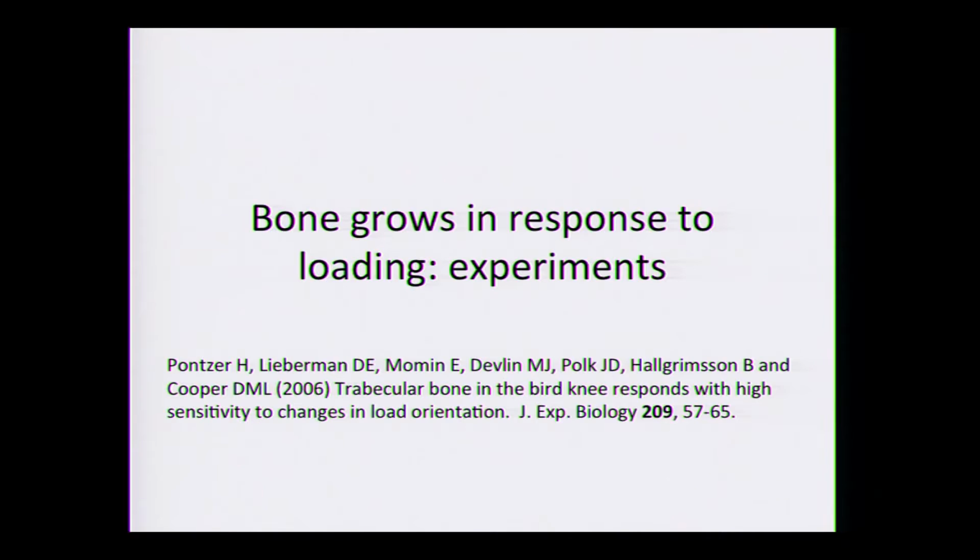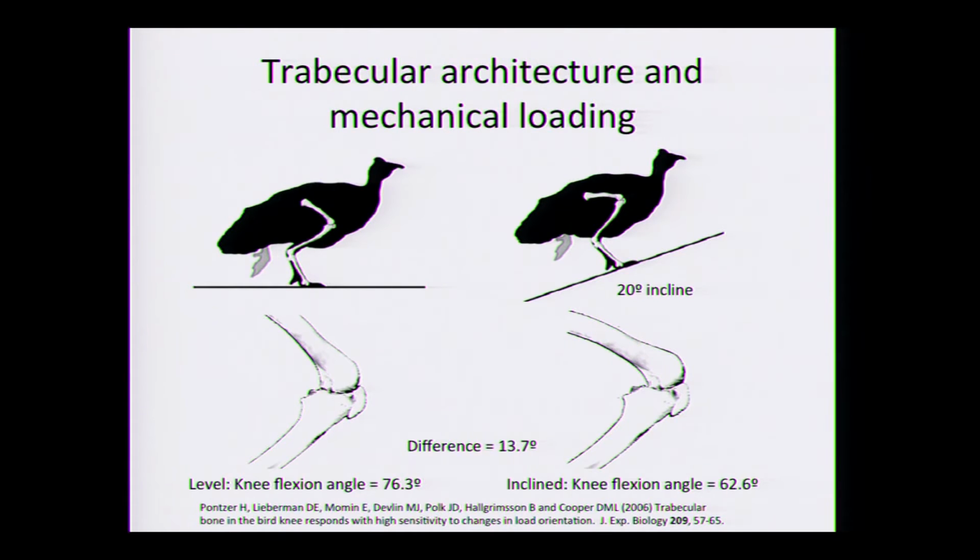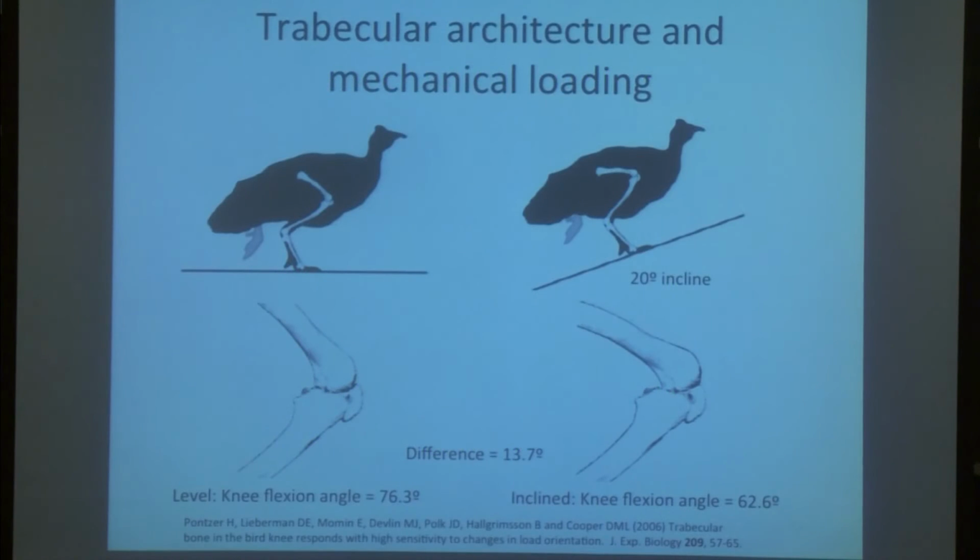So here's a set of experiments on bone growing in response to loads. So here's our guinea fowl. And they took 3 sets of guinea fowls. So one set they ran on a level treadmill. And what they did was they had a force plate under here. And they measured the orientation, the sort of angle here of the femur and the, I guess, tibia when the force was maximum on the force plate. So they measured this angle here. That was one set. They had a second set, and they made the treadmill at a 20-degree incline. And the same thing, they measured that angle.